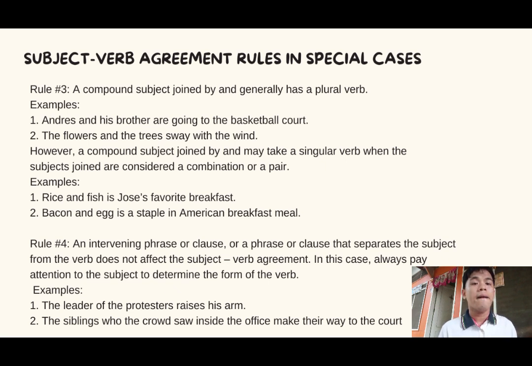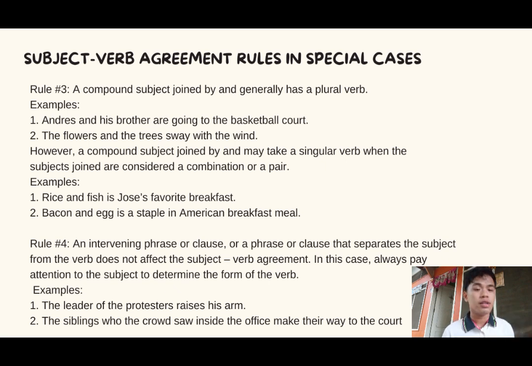That explains why it does not change the need for the verb to agree with the subject. For the second example: the siblings who the crowd saw inside the office make their way to the court. Siblings is the subject and the verb is make. The verb make agrees with the siblings even though who the crowd saw inside the office comes between them. So the key here is to identify the main subject and ensure the verb matches it, regardless of any additional phrases or clauses in the sentence.